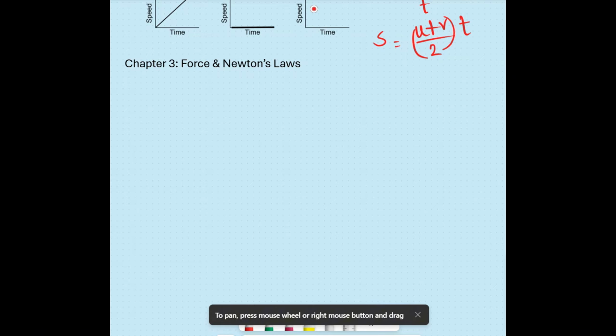Chapter 3, force and Newton's law. So force, right? As an example, here is a particle. If we apply a force, then it will achieve acceleration, and of course this object has a mass. So Newton's second law says F equals ma, where m is the mass and a is the acceleration.